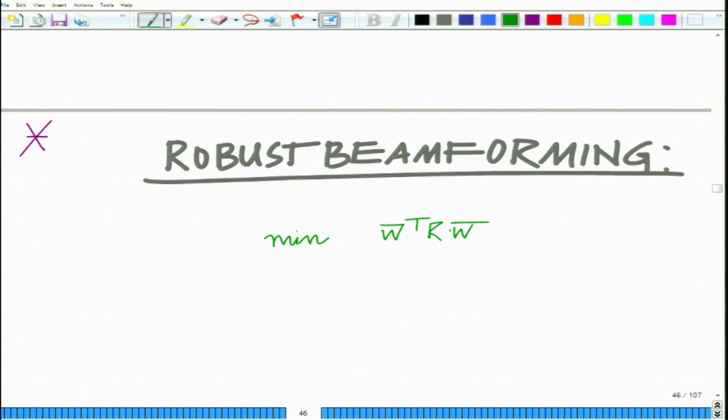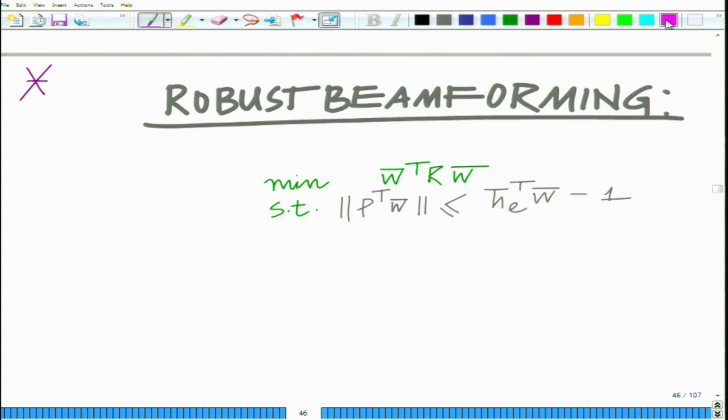Minimize W bar transpose R W bar subject to the constraint that norm of P transpose W bar less than or equal to H bar E transpose W bar minus 1. This is our robust beamforming problem. We said this is the quadratic constraint W bar transpose R W bar. Of course, R is a positive semi-definite matrix, the noise plus interference covariance, correct.